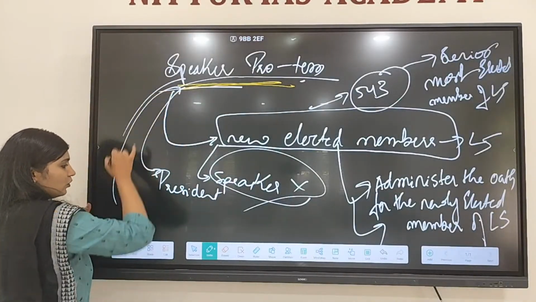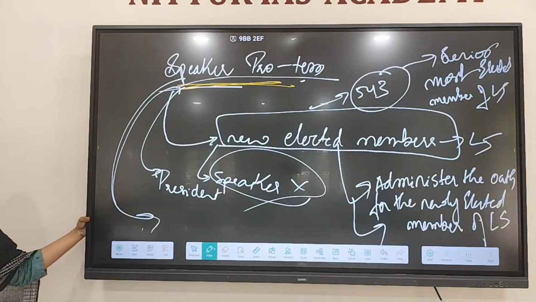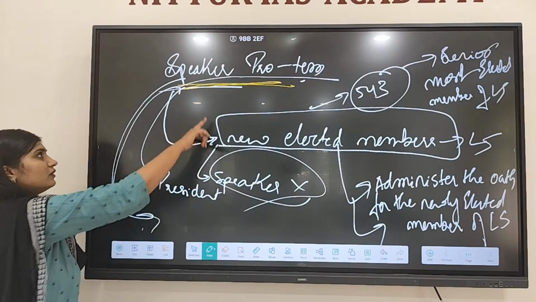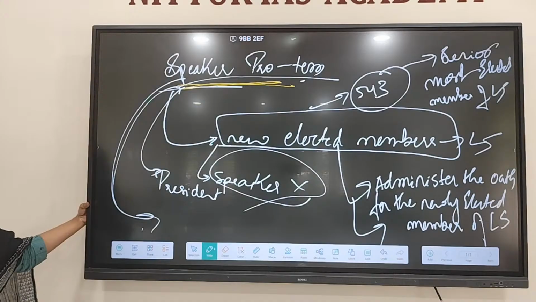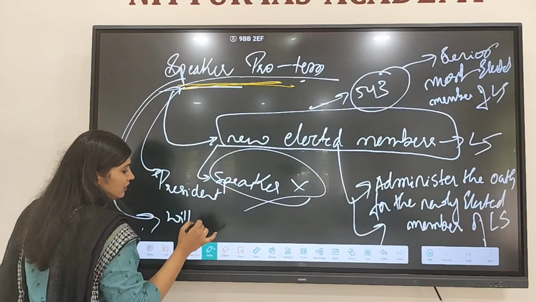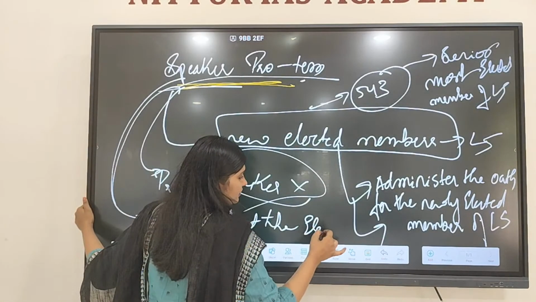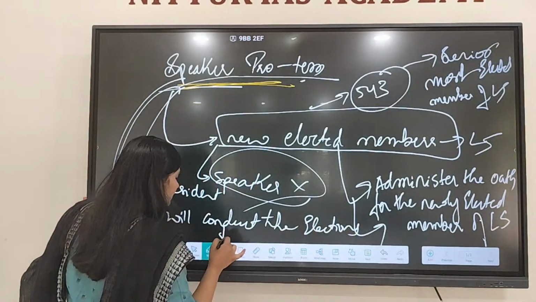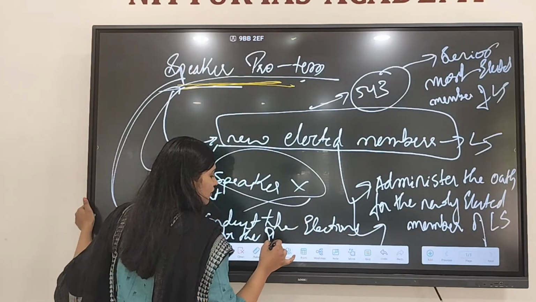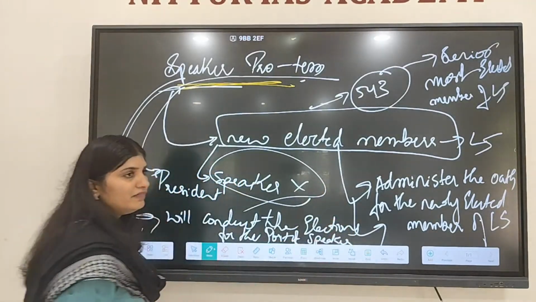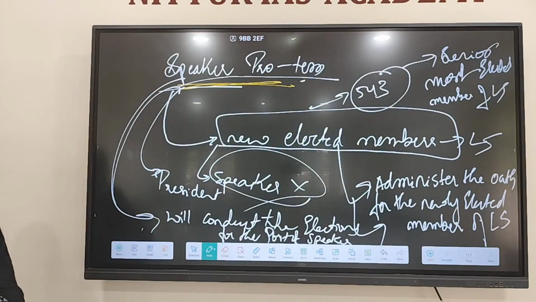this Speaker pro tem should conduct the elections for the Speaker post. For the permanent Speaker, the one who conducts the elections is this person. That is simple majority. Okay, Speaker pro tem will conduct the elections for the post of speaker.